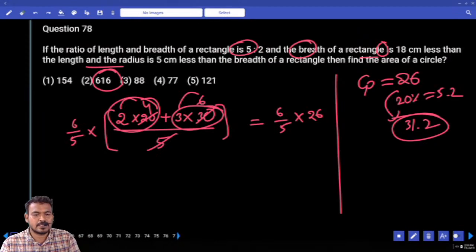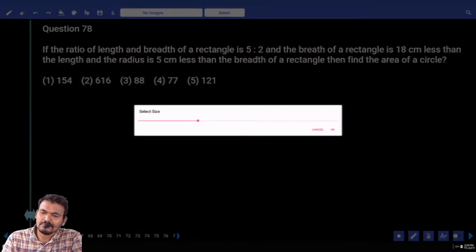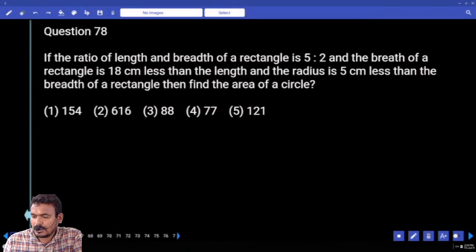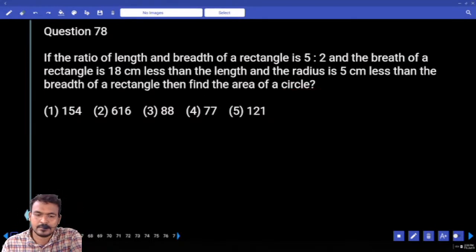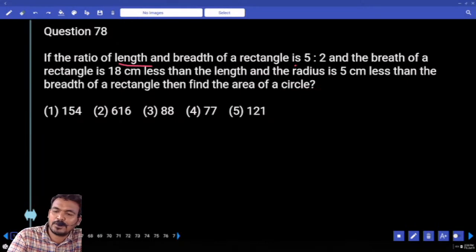Next question number 78. What is the question here? Find the area of a circle. What is the answer? 11 multiple. First option, second option, third option, fourth option, fifth option. Yes. Length is how many parts? 5 parts. Breadth is how many parts? 2 parts.